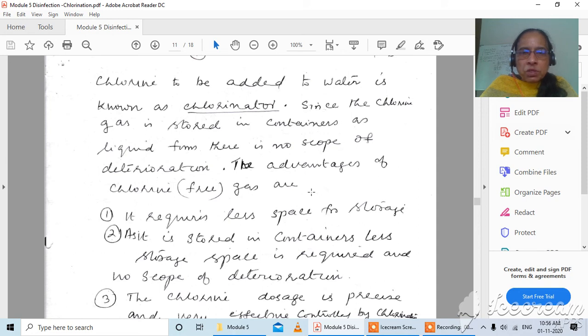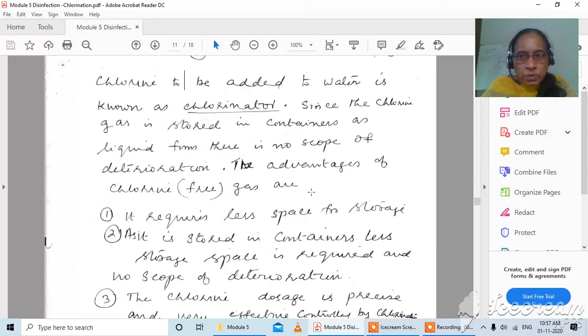Okay, so now the chlorine gas, how to apply it for disinfection. First of all, the chlorine gas we have to dissolve in water or mix it with a small quantity of water, and then that particular chlorine liquid is applied to the large volume where we want to disinfect.